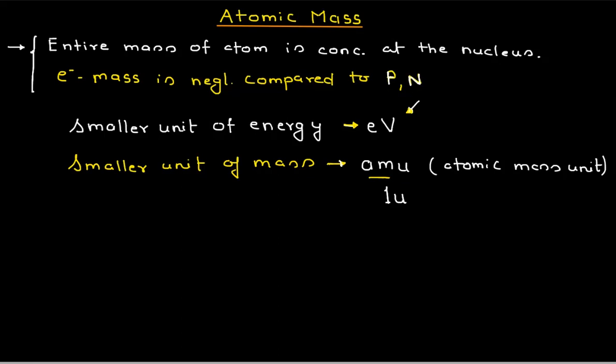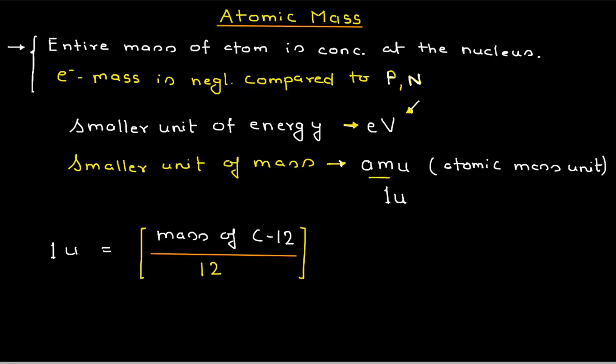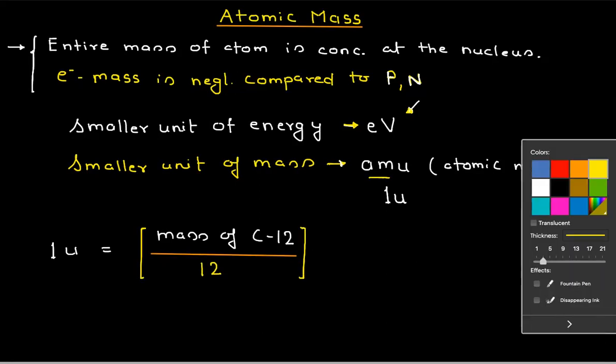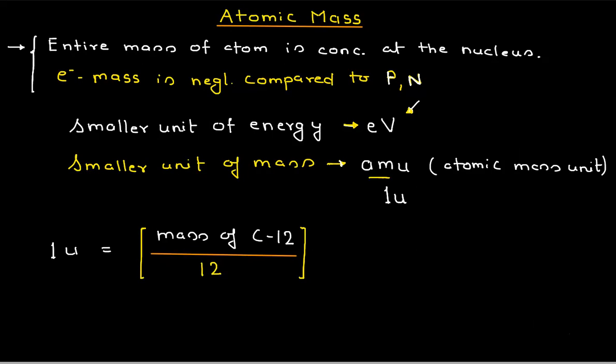Okay. And the way one unit is defined is: mass of carbon-12. Carbon-12 has mass number of 12, 6 protons, 6 neutrons. So mass of C12 divided by 12. This is the definition of one unit. Why have they taken carbon as a reference? Why not some other element? There are multiple reasons to it, and we are not getting into that. But they have taken it like this.